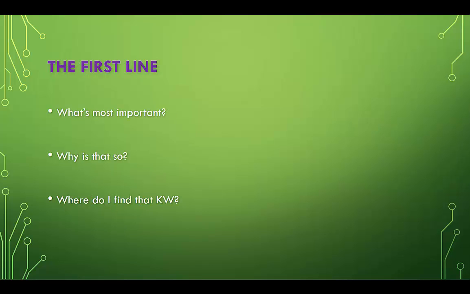So the very first line, what's most important? The most important thing with regards to your video is the keyword. Obviously that's what it is that you're trying to rank for. Now, why is that so? Reason being is that YouTube needs to know what it is that your video is actually about, and for you to do that, you really need to put that keyword as the very first thing on your particular YouTube video description.